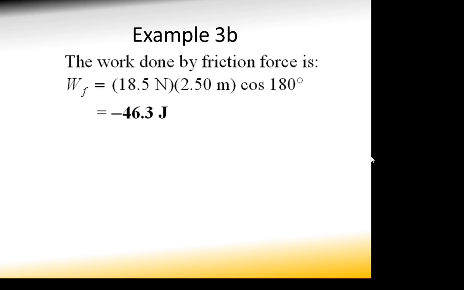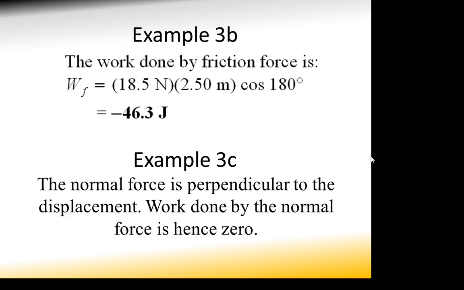Part B, you realize that the displacement is forward, downwards, whereas the friction is backwards. So if that's the case, the work done by friction must be negative. You must be very careful of this. So your answer, if it doesn't have a negative sign, you got it wrong. And part C is just basically 0 because the normal force is perpendicular to the displacement.